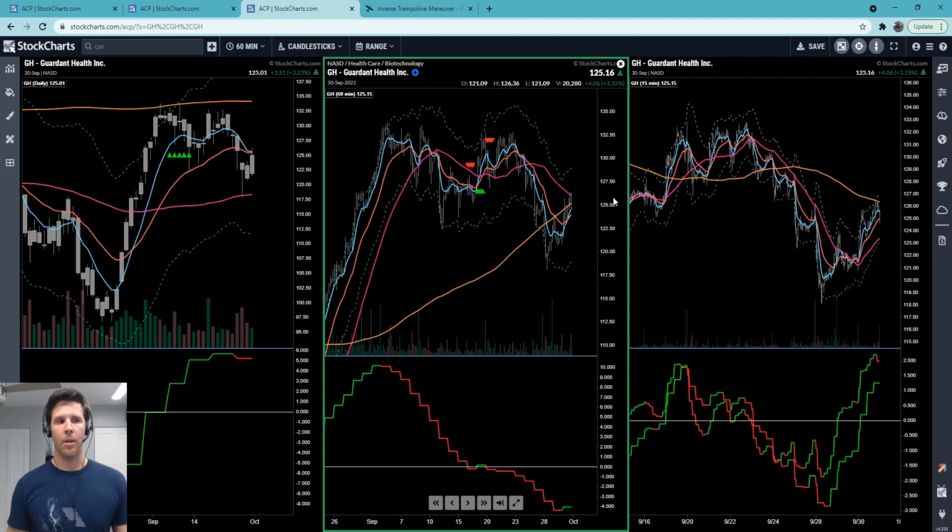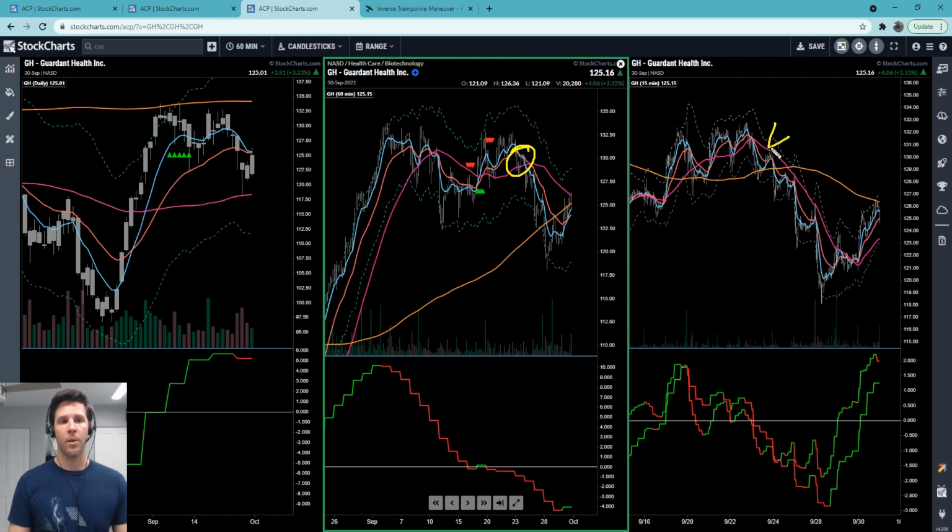The first sign was right here when price kind of came down and the 8 got below the 21. Because what's the definition of a downtrend? When the fast moving average is below the slow moving average. And so there you go. We've got the 8 below the 21. And then what about over here?